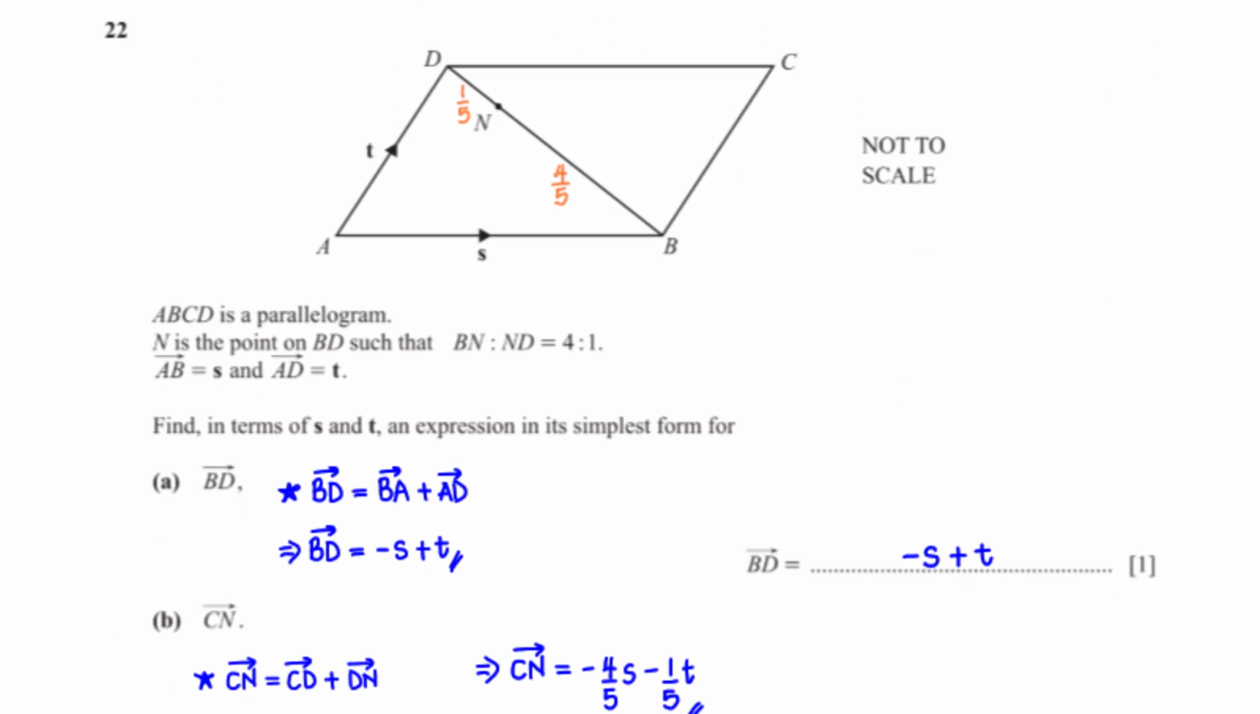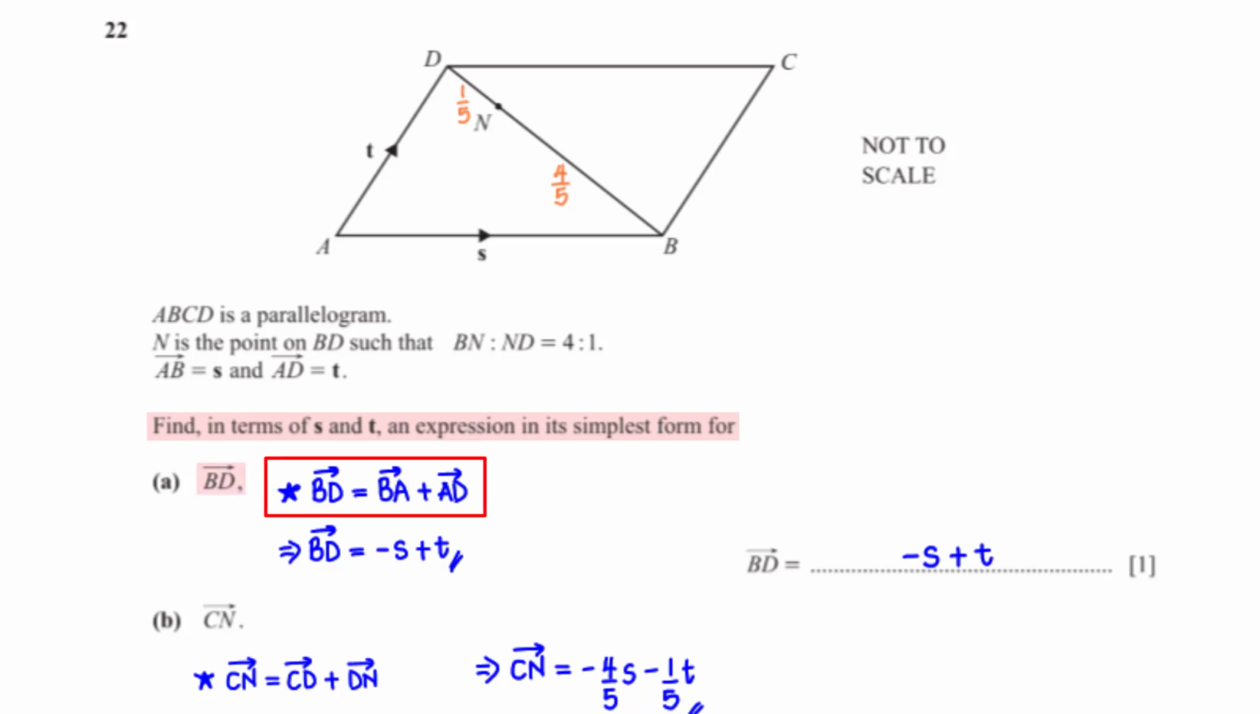ABCD is a parallelogram. N is the point on BD such that BN is to ND equals 4:1. AB is S and AD is T. Find in terms of S and T an expression in its simplest form for BD.